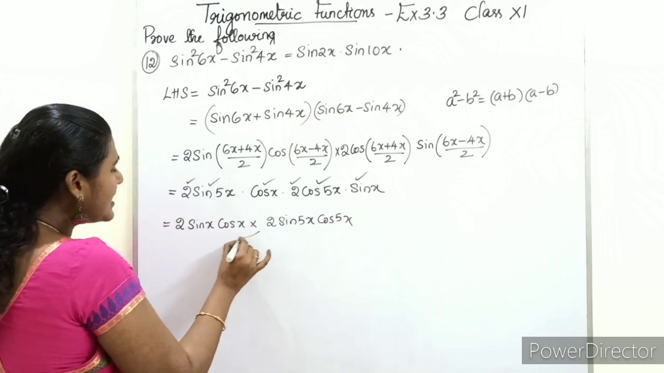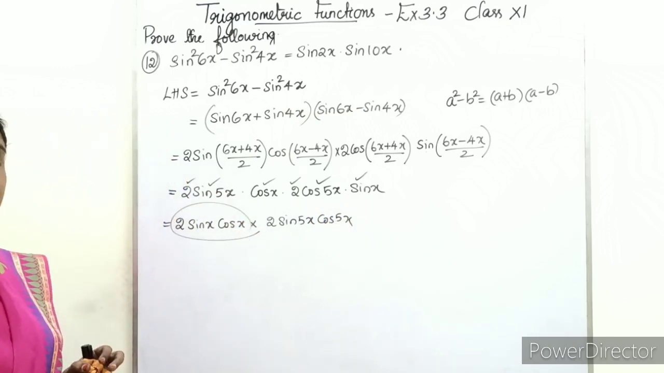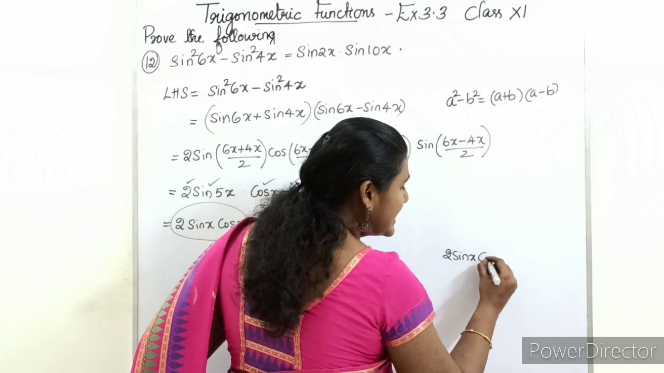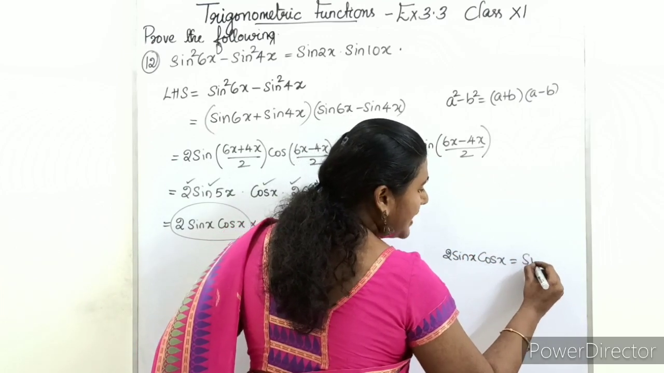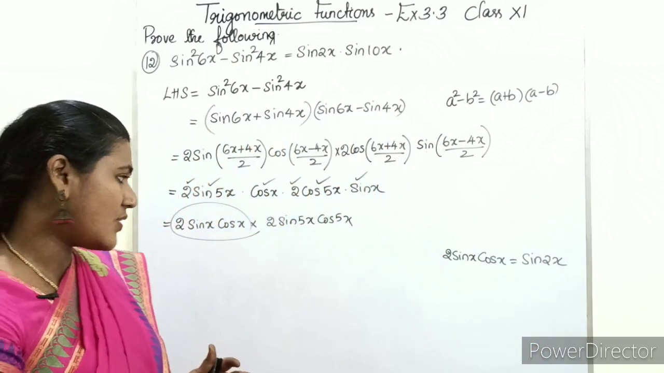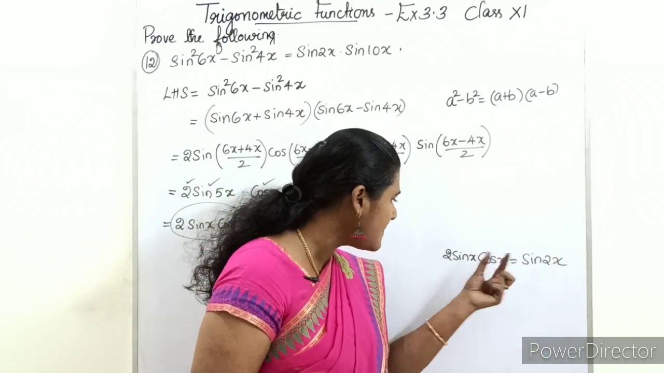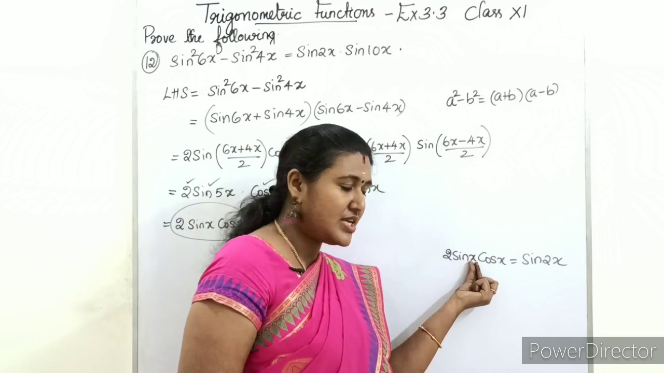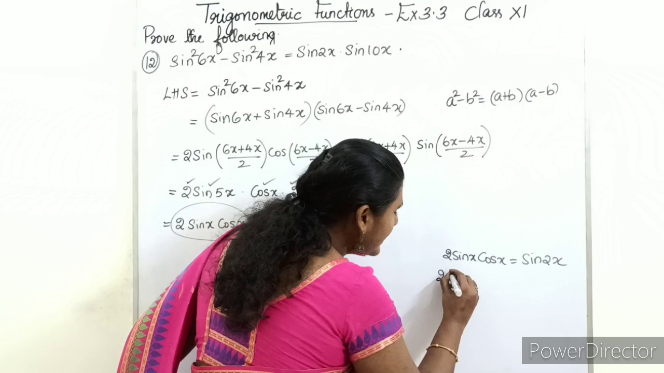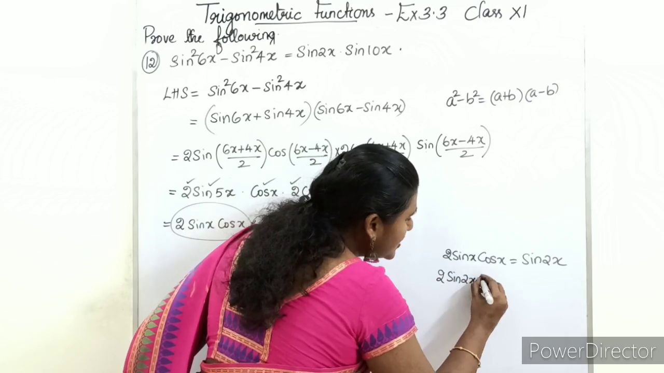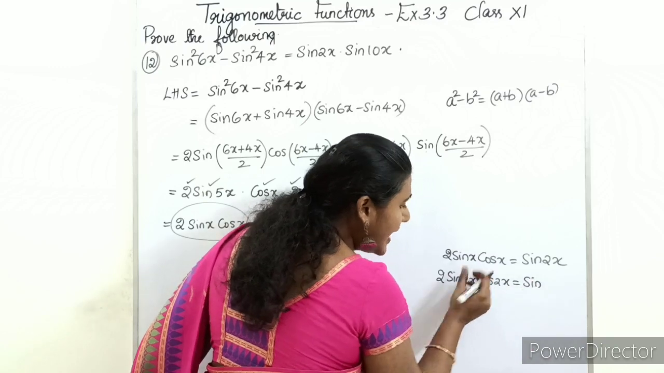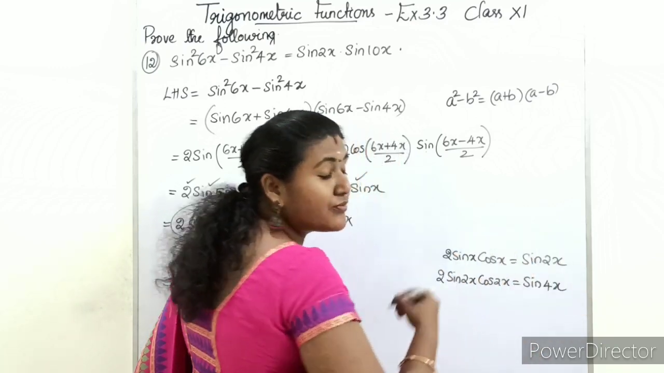Now you tell me what this formula 2 sin x cos x is. 2 sin x cos x is the sin 2x formula. So how is this formula coming? Whatever angle you have here, its double will come here. For example, if you are writing 2 sin 2x cos 2x, then the formula will become sin of double of this angle, that is sin 4x.